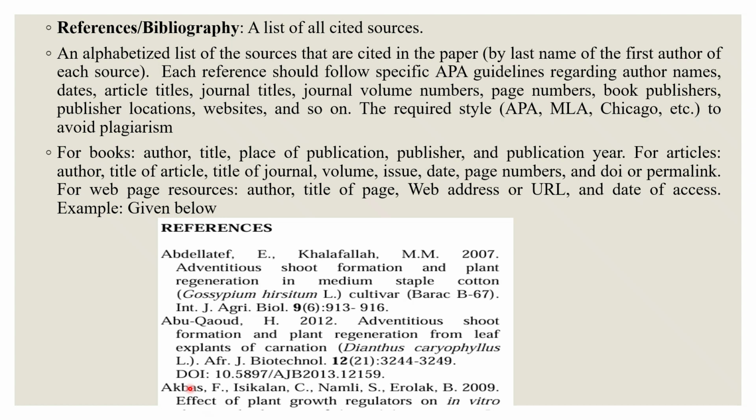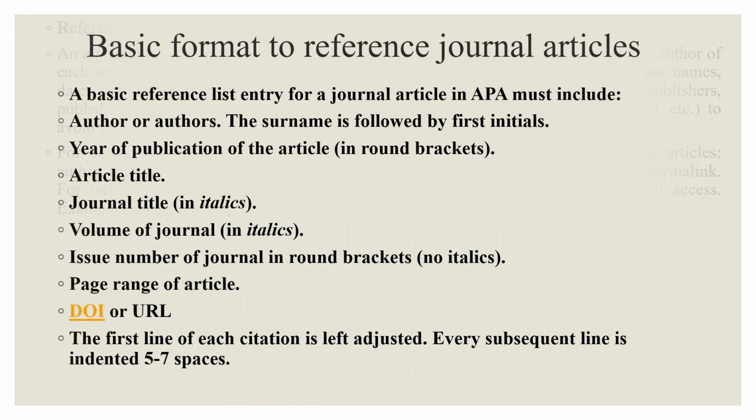You will be writing, and there is a different order in which the reference has to be followed, and that is starting from author, year of the publication, article title, journal title, which has to be in italics, volume, which has to be in italics, issue number, which will be in round brackets, and the page number, and the DOI or the URL link. So this is the format of the reference you will be writing in this order.